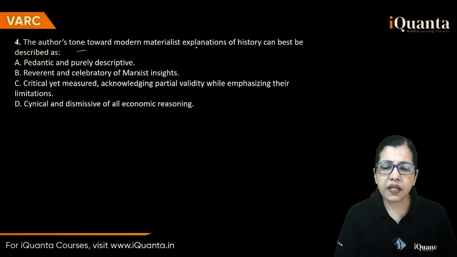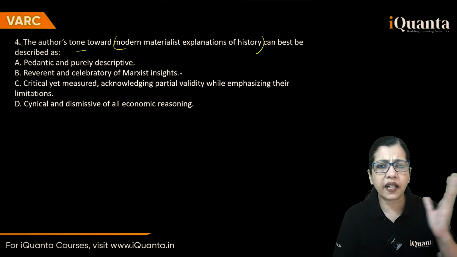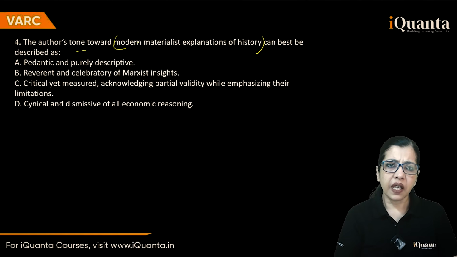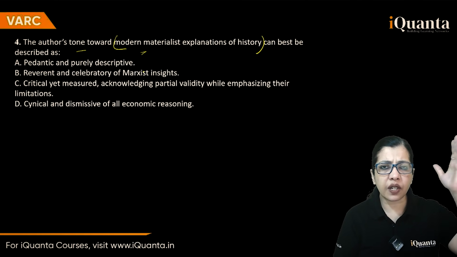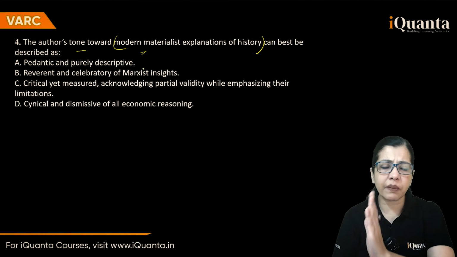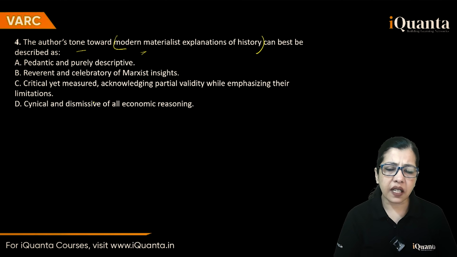toward modern materialistic explanations of history. So modern materialistic explanations of history must be somewhere in the latter part. Must be, because it says modern, so first he will give the traditional and historical ones, then he must be coming down to it. We'll go back and see.